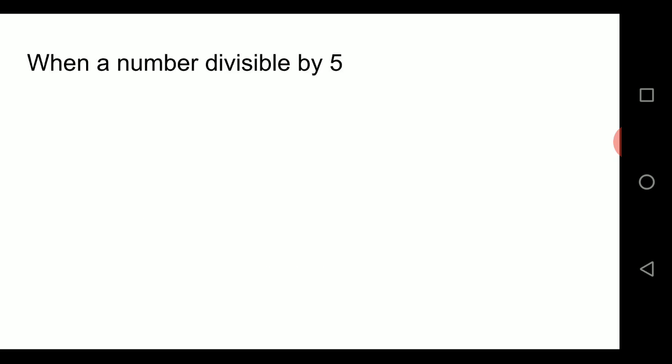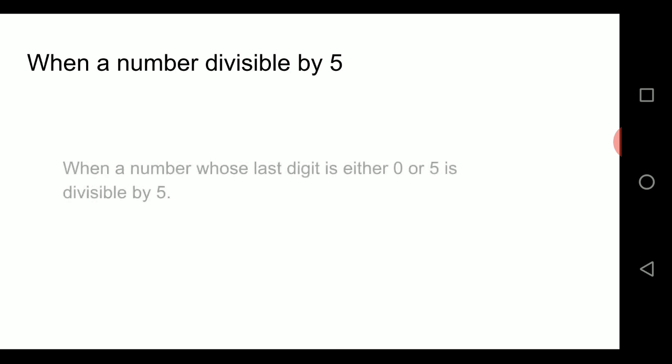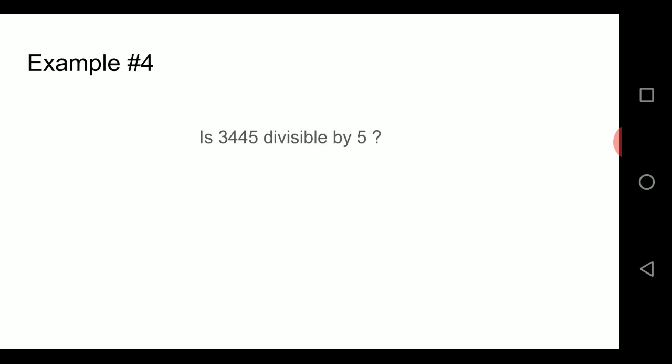And divisibility by 5 is very simple. We already know that any number whose last digit is either 0 or 5 is divisible by 5. Let's look at an example. Is 35445 divisible by 5? Yes, it is, because it ends with 5.